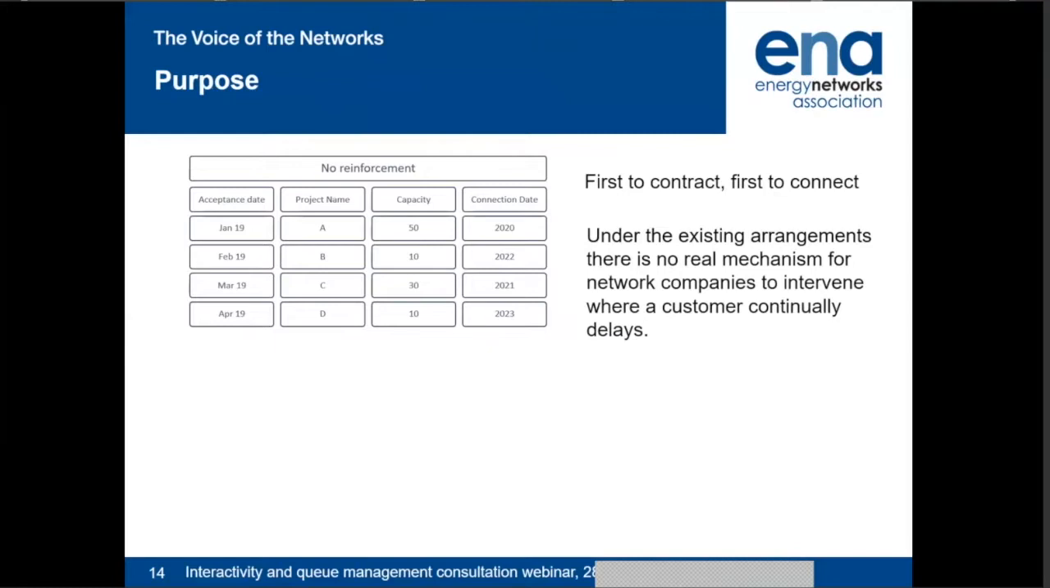If any of the projects A to D were interactive, then they would be placed in the queue based on the outcome of the interactivity process that we have outlined previously. Now, of course, at this stage, the queue position doesn't really mean much for the customers. They may not even be aware that there is an order to their connection contract that they've accepted. However, projects that sit ahead of any reinforcement can create issues where they choose to delay their connection date if they aren't progressing as planned.